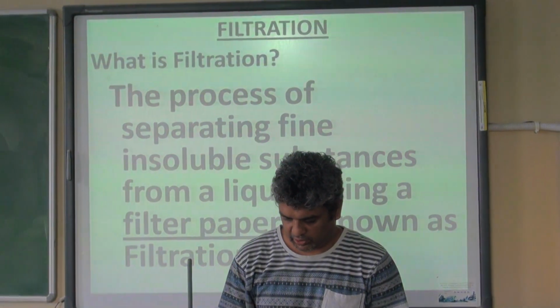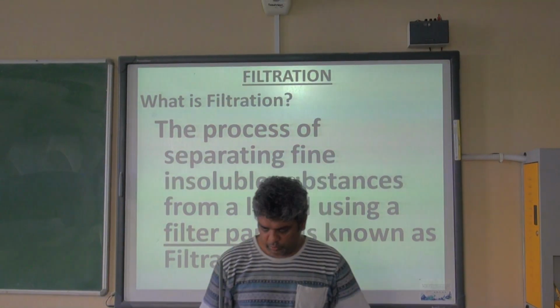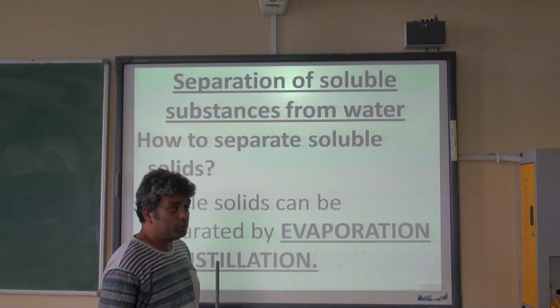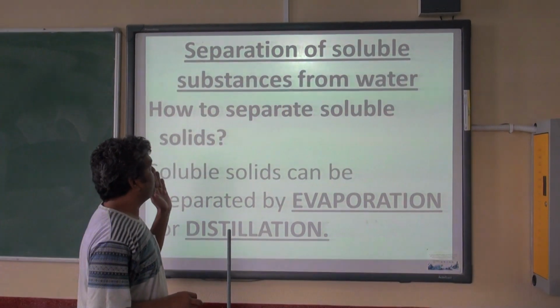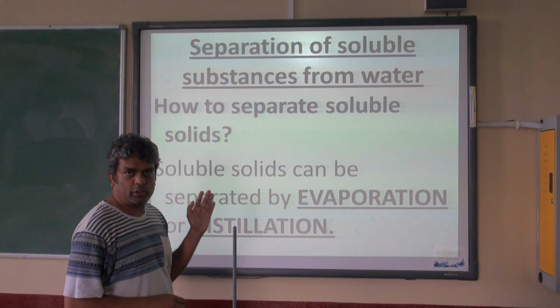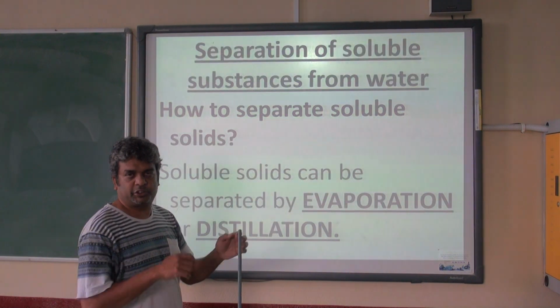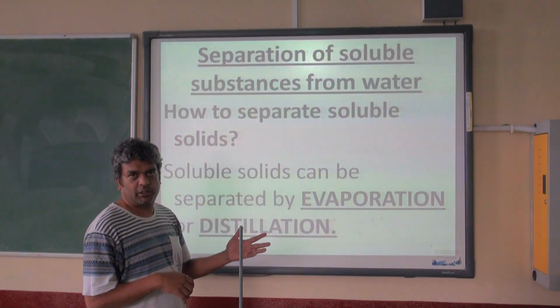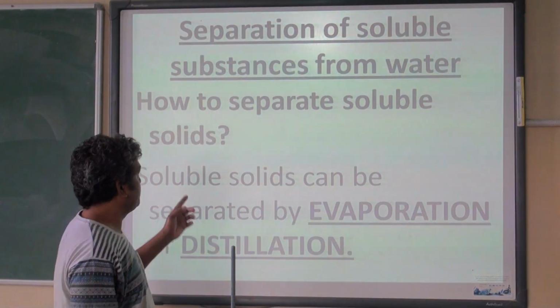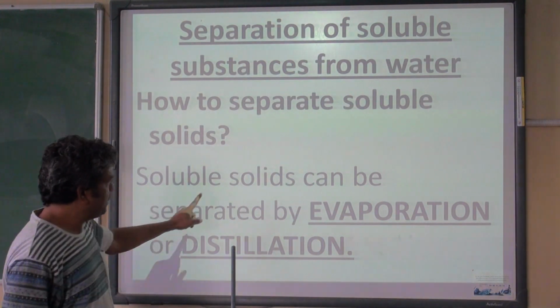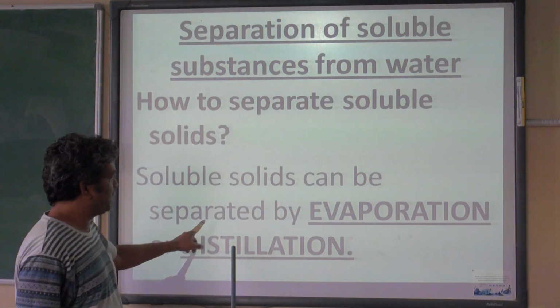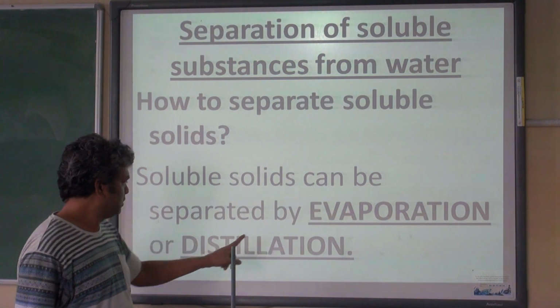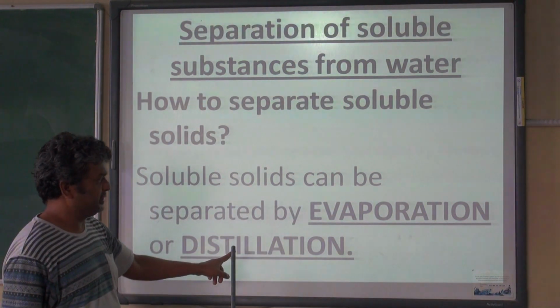Okay, this is another process. Now we come to how to separate soluble substances. Okay, soluble means sugar, salt, which dissolves in the water, which, as I showed you in the beginning. How to separate? Okay, soluble solids can be separated by evaporation or distillation.